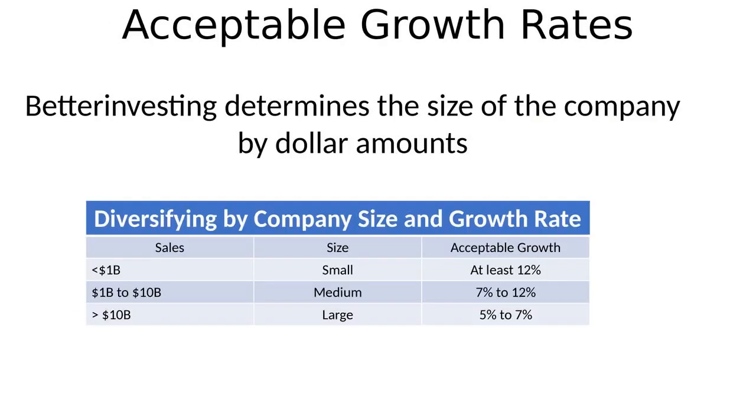Okay, acceptable growth rates. Better Investing determines the size of the company by dollar amounts. So if a company's less than a billion in sales, it's small, and acceptable growth rate is 12%. If it's 1 billion to 10 billion in sales, it's a medium company, and you should expect 7 to 12% growth year over year. And greater than 10 billion, it's a large company. You should expect 5 to 7% year over year. And you can have more. It's great if you have more.